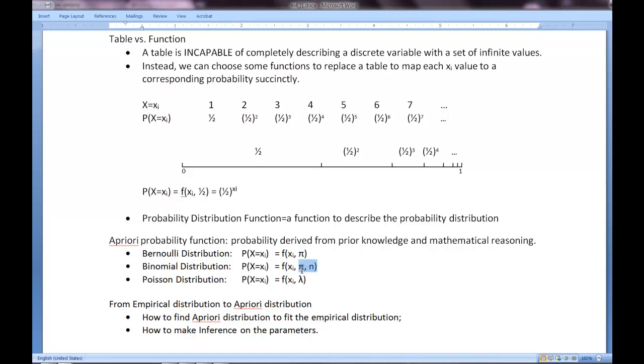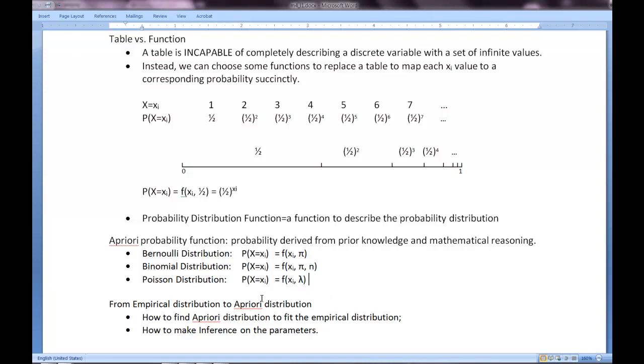For the second distribution, the binomial distribution, which describes how many heads you will get from multiple tosses, naturally you need to incorporate how many tosses each trial consists of. So it requires a second parameter, which is n, that indicates how many tosses come to form a trial. And for the Poisson distribution, there's another parameter which is denoted as lambda.